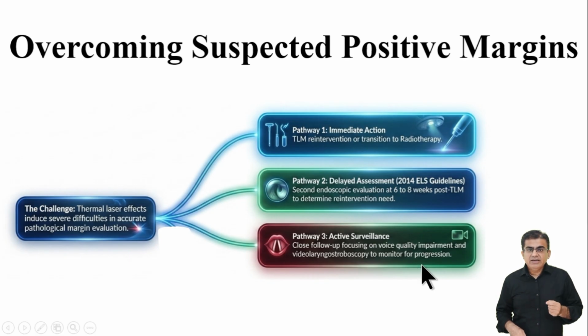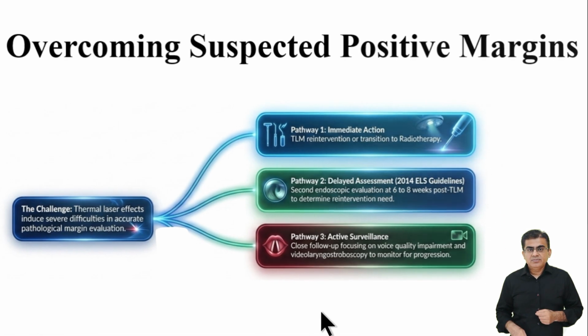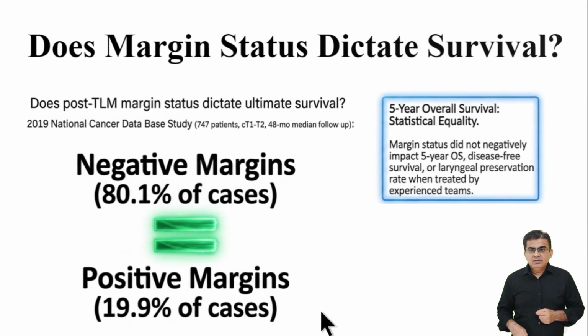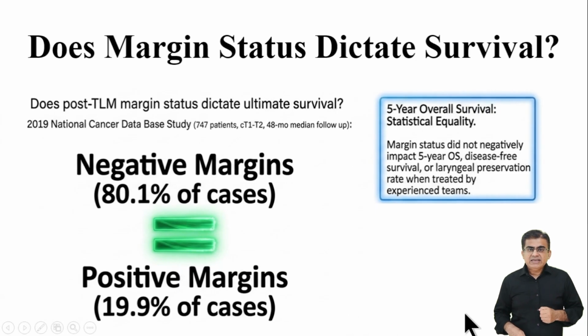Choosing the right pathway requires excellent clinical judgment and a very reliable patient. We must ask ourselves a very important clinical question. Does a positive margin report in TLM surgery automatically mean a worse survival outcome for our patient?